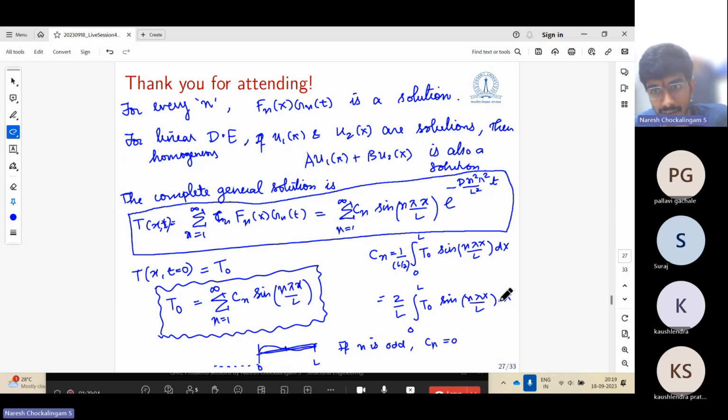And if n is even, integral, sorry, if n is odd, Cn is not 0. And if n is even, you are integrating over a period, right? If n is odd, you are integrating over half a period. So in that case, you will get some value. And if n is even, Cn equal to 0. So which means all the odd terms of the series will only remain.